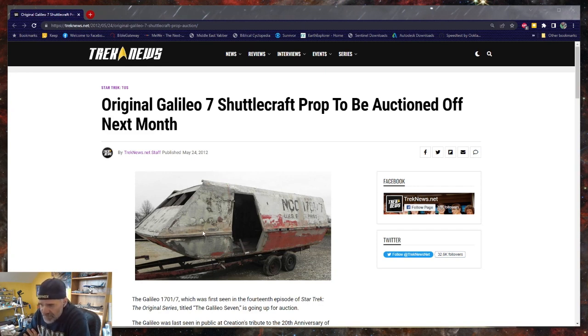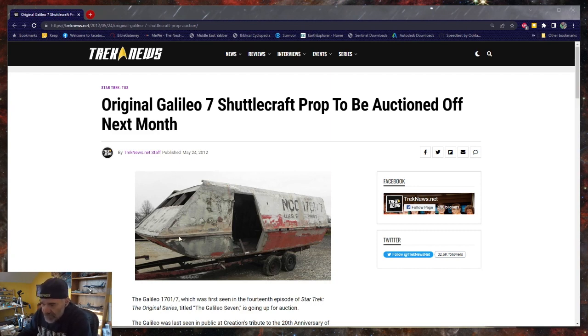Anyway, this set piece has a long storied history. This picture is the original set piece that was used in the Galileo 7 episode in the original Star Trek series. It was found and purchased through auction, and it was fully restored to its original state as used in the production of the original series. Okay? Now, I'm not going to go into the nitty-gritty of how it got where it is today, because that's a fascinating story in itself.